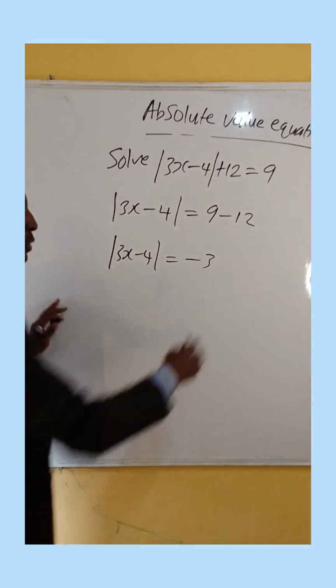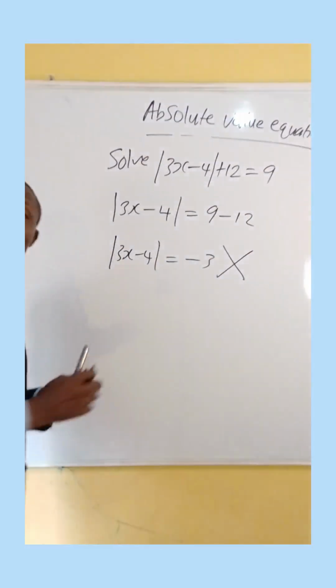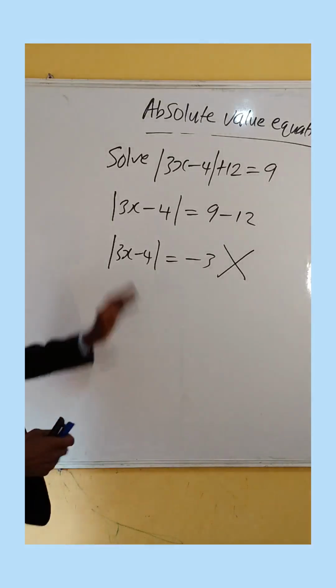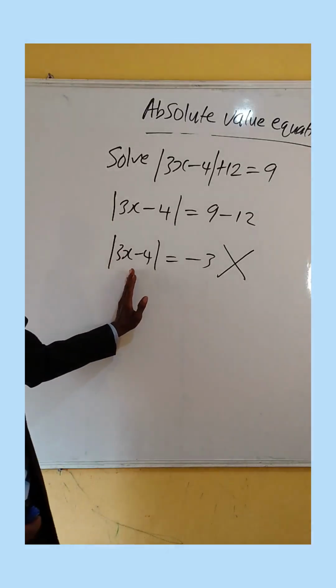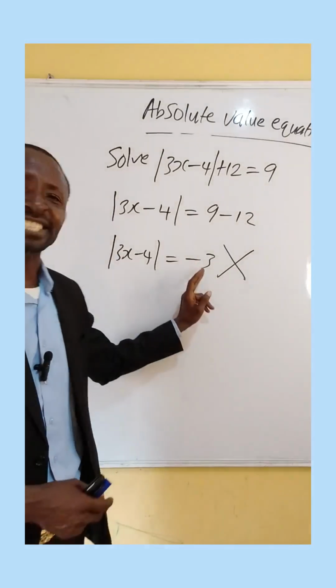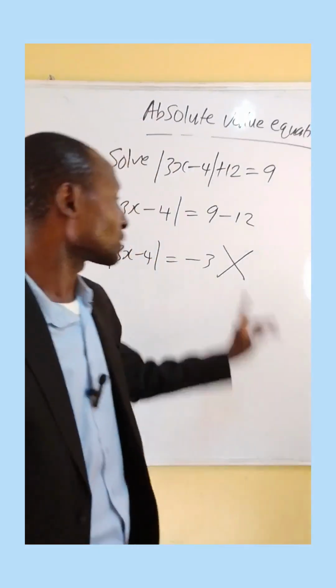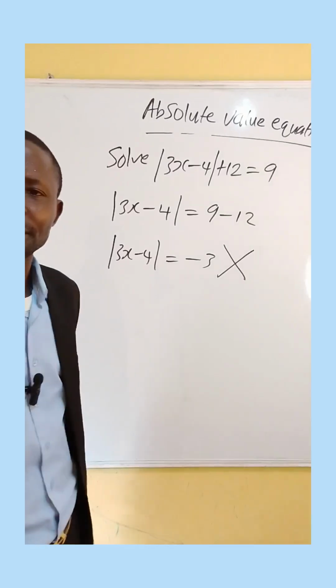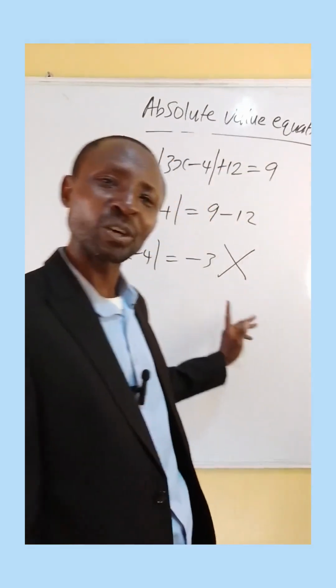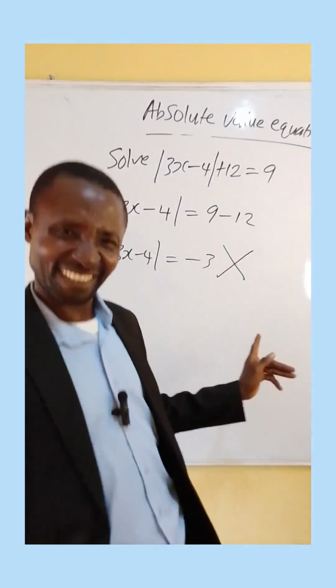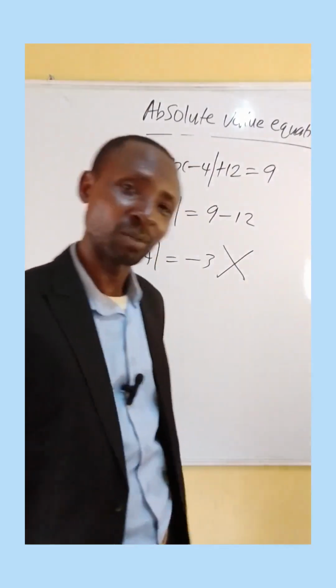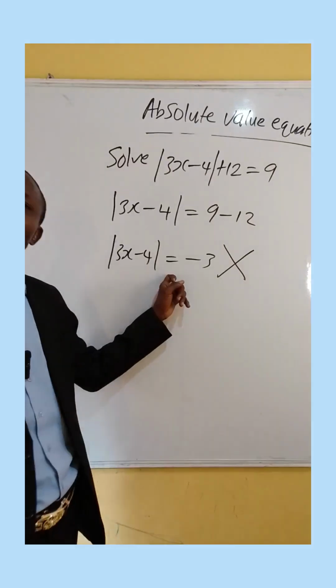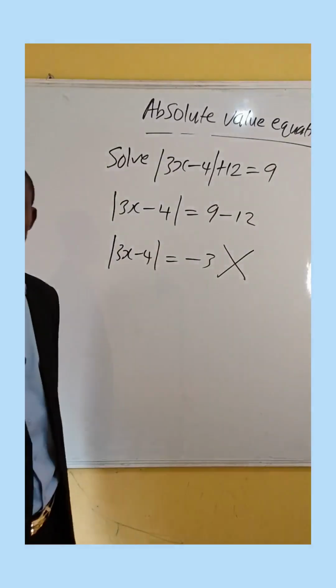But let me tell you, you can't solve this. This has no solution. Because every absolute value is either equal to or greater than 0. It cannot be less than 0. So this one has no solution. You can't solve it. If you go ahead and try, you're wasting your time. So take note of that: absolute value can never be negative.